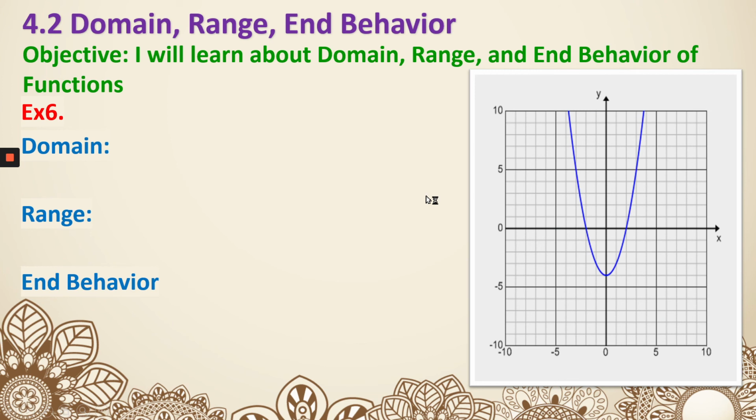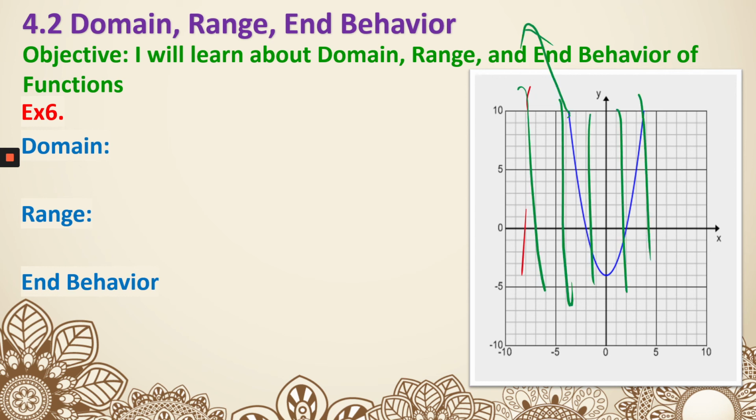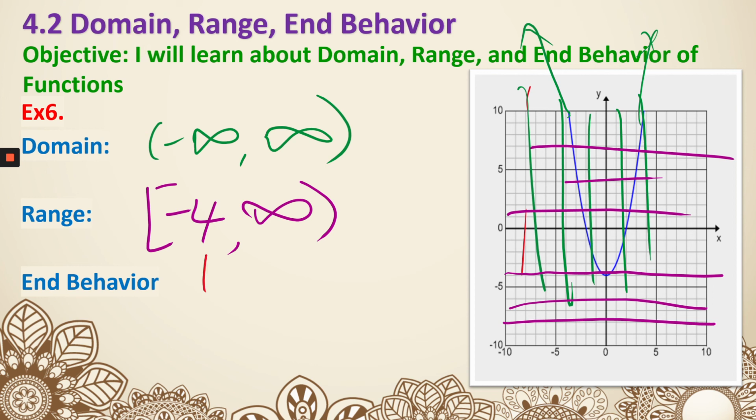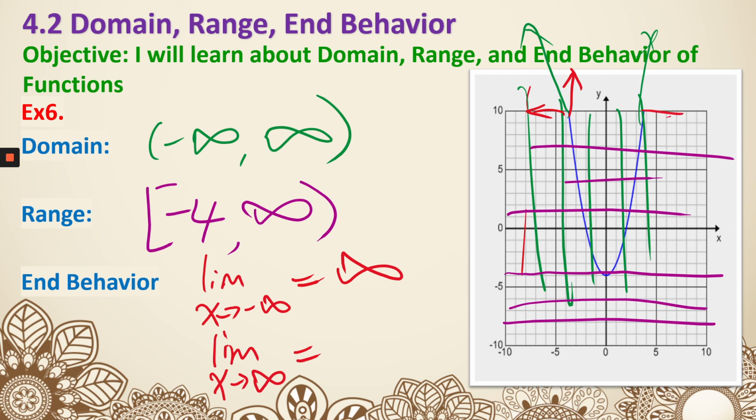Example 6. Domain, same thing, draw a vertical line. And I'm hitting the graph everywhere, and remember these keep on going. So from -infinity to +infinity. As for the range, I'm not hitting anything below until I actually draw a line right at -4. My range is -4 to +infinity. Behavior: when x approaches -infinity, my graph keeps on going up, so it's going to +infinity. And when my x goes to +infinity, my graph keeps on going up to +infinity.